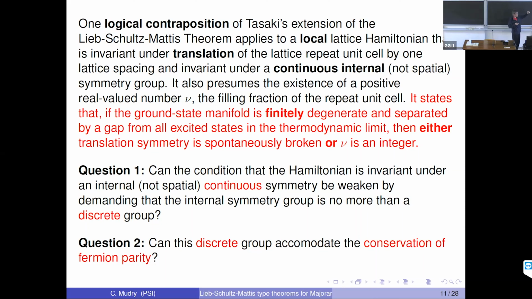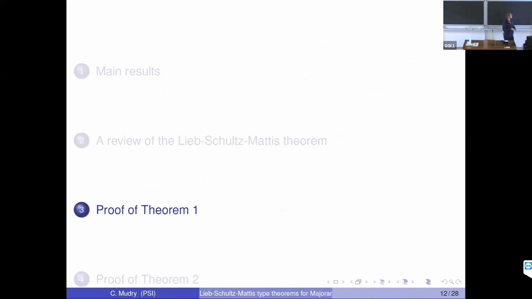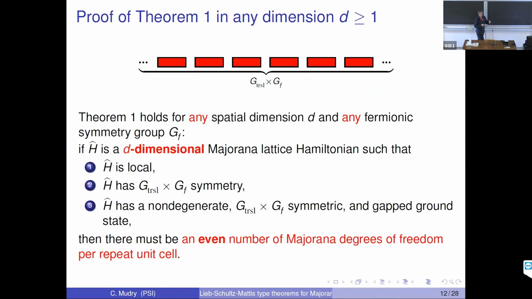So now the question that we want to address, the new result that we want to present in this talk, is: can we dispose of the assumption that the fermionic symmetry is continuous? Can we work with discrete symmetries? And can this discrete group accommodate the conservation of fermion parity, i.e., can I work with Majorana fermions? That's the content of the two theorems that we gave. So let me now give you the proof of theorem 1 in any dimension, and then I will do, yes?